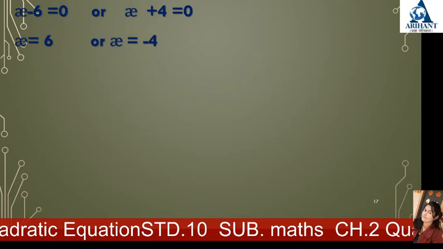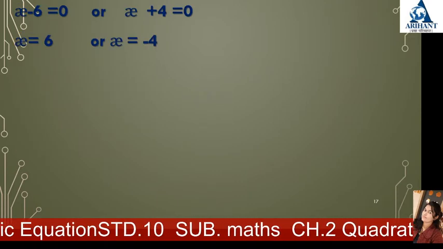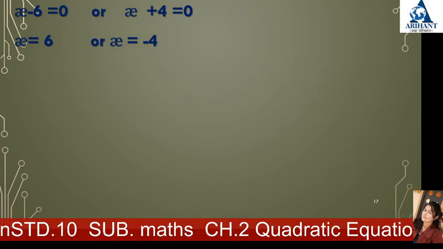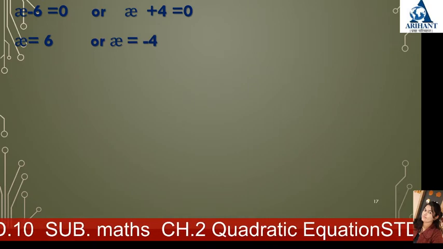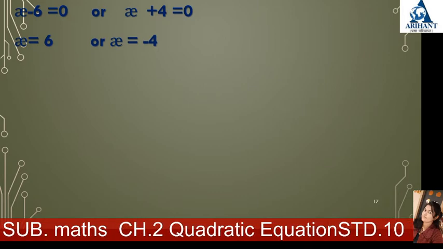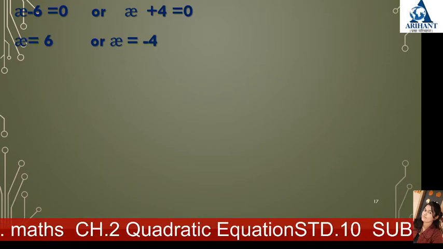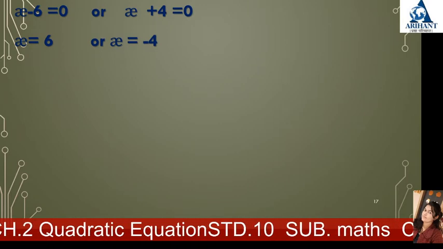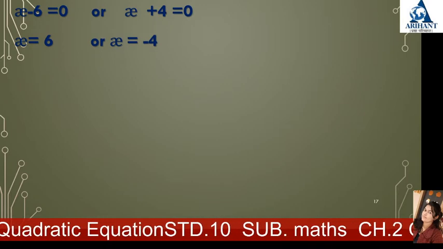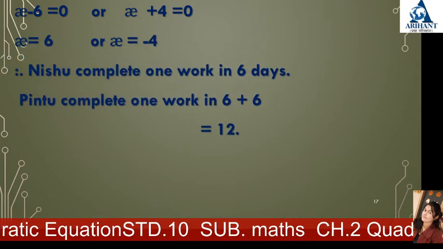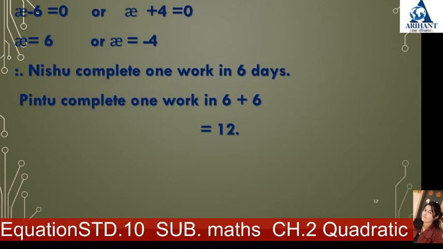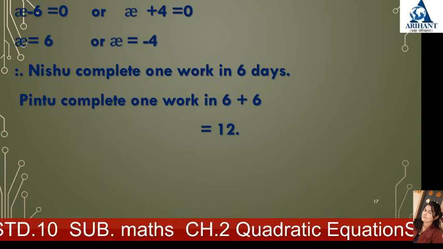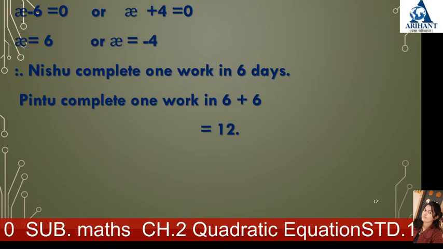Now we know the next step: x minus 6 is equal to 0 or x plus 4 is equal to 0. So x is equal to 6. How come? Because we need to shift minus 6 to the right side. So x is equal to 6 or x is equal to minus 4. And we know the days we cannot count in a negative sign. So the answer should be 6. x is equal to 6.